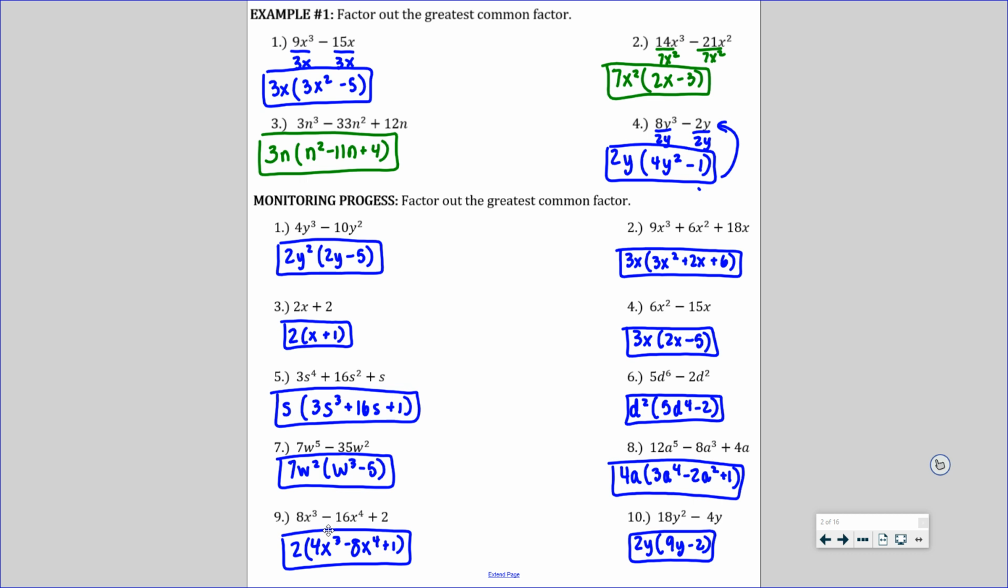Your first homework assignment on this is an Alex assignment, and a lot of it is just factoring out the GCF like this. Okay, practice with this. Okay, back to the flow chart for a second.